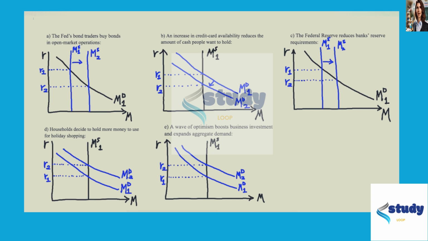Finally, we're being asked to determine what happens when a wave of optimism boosts business investment and expands aggregate demand. Once again, similar to part D, what's happening here is that businesses become very optimistic about the future. They want to invest more, they might want to take more loans, and this will increase the demand for money since aggregate demand expands. So the money demand curve will shift from MD1 to MD2, and once again, since money becomes a more scarce, more wanted commodity in the economy, the interest rate will rise from R1 to R2.